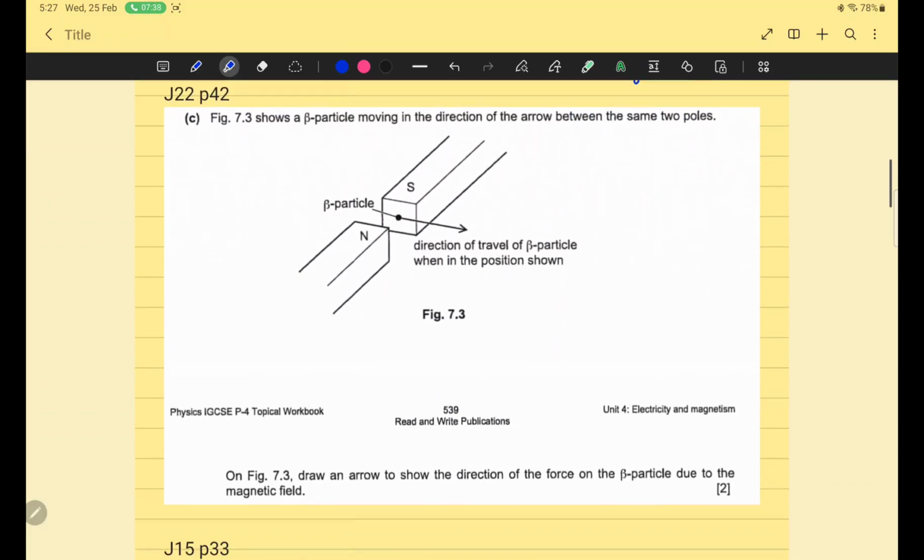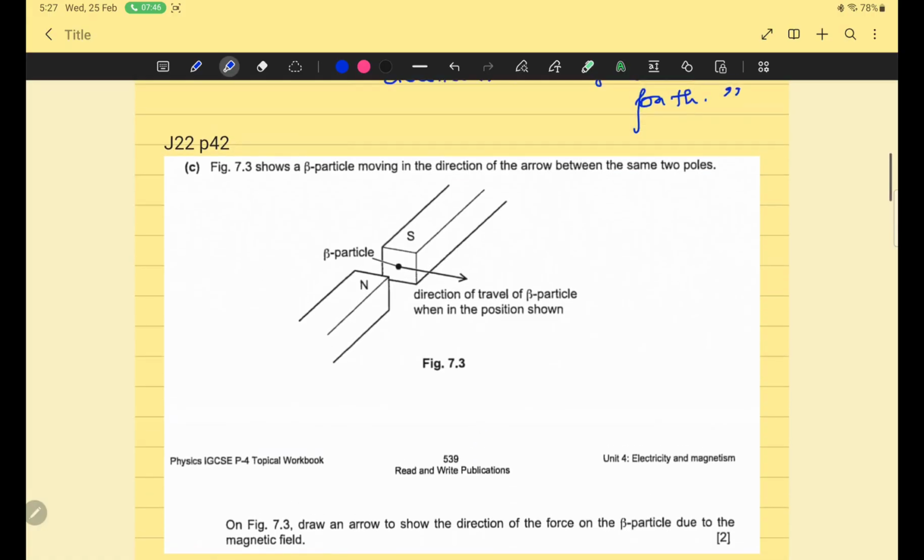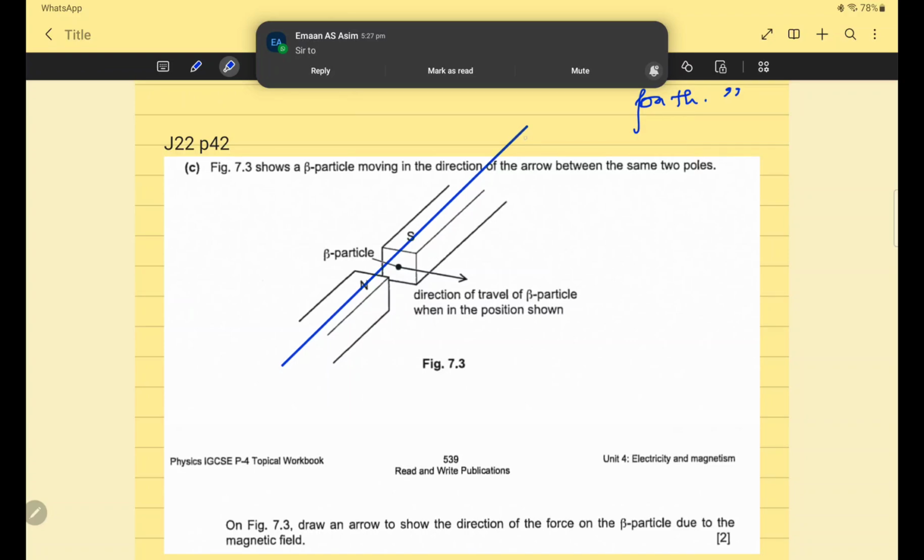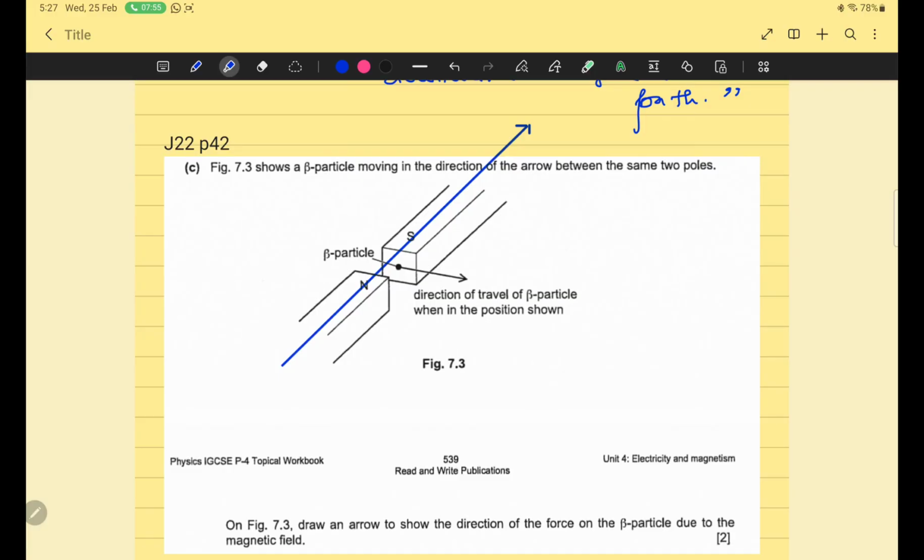And now this is the latest question, June 2022. In this question, again you are given a magnetic field, and you know the magnetic field is directed from north to south pole. So open your left hand first finger from north to south, and then open your second finger in the direction of the charged particle. The charged particle is moving in this direction.